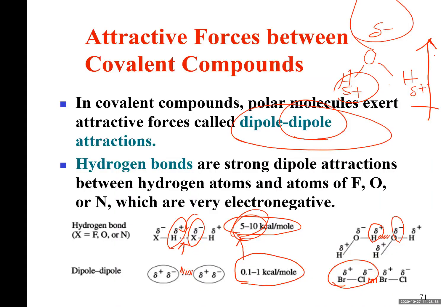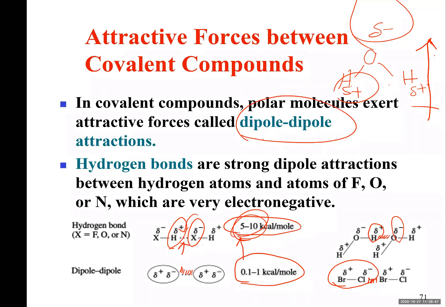So what I'm trying to say, there are two types of interaction when we are dealing with polar molecules. Dipole-dipole interaction, the ones which contain hydrogen bridging between two electronegative atoms. These are oxygens of electronegativity. Electronegative.